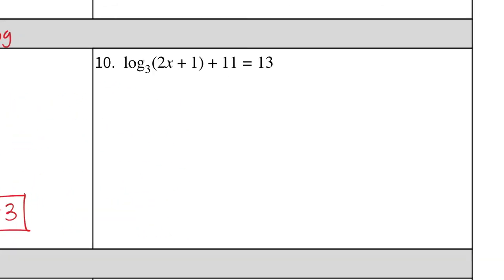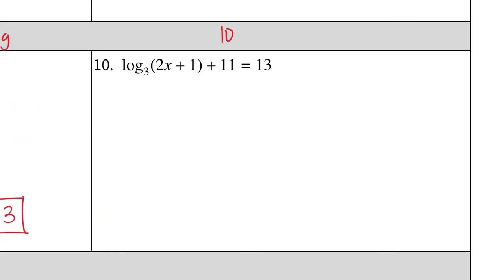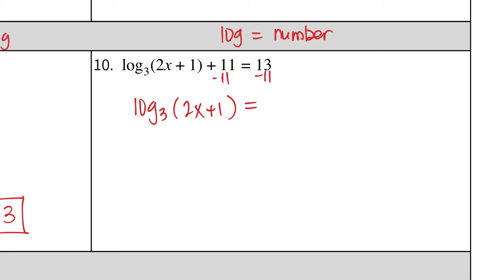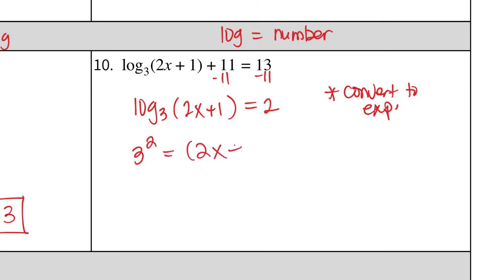Number 10 is still logarithmic equations, just this one's a little different. This is when log equals a number. So you still want to isolate the logarithm, which means that this 11 needs to go to the other side. So now I have log base 3 of 2x plus 1 equals 2. But from here, since the other side doesn't have logarithm, we're going to convert to exponential form. So that would be 3, because you always start with the base, to the second power equals 2x plus 1.